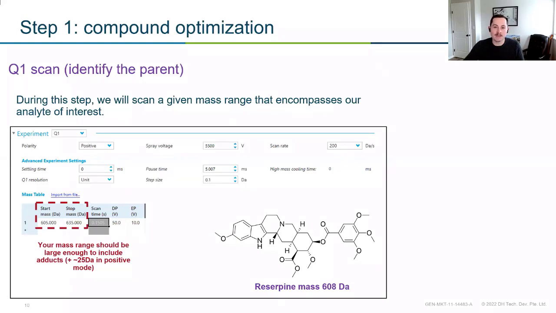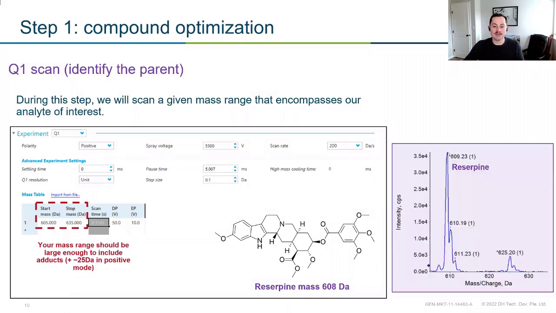So the experiment I'm going to do is called just a Q1 scan. And essentially what we're doing is, instead of having that quadrupole fixated on a specific mass, we're letting it scan a mass range. And typically I like to let that mass range be plus, in the case of positive mode, 25 Daltons from whatever my true mass of my compound is. And I'm doing that because I want to include all of those adducts. So I want to include that plus H, that ammonium adduct, that plus 17, and that sodium adduct, that plus 23, since those are the more common adducts that I would observe.